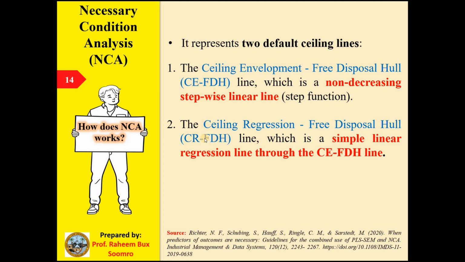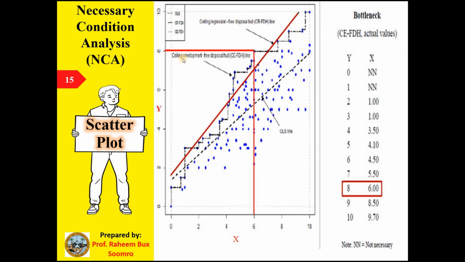So here envelopment and here regression. This is the only difference. For further reading, you can also refer to this paper. Here you're looking at three lines. This one is our OLS, ordinary least squares regression line, and this is our CE-FDH envelopment line. So now horizontal, vertical. Now these are the most extreme points, and those have been connected with each other through the CE-FDH line.